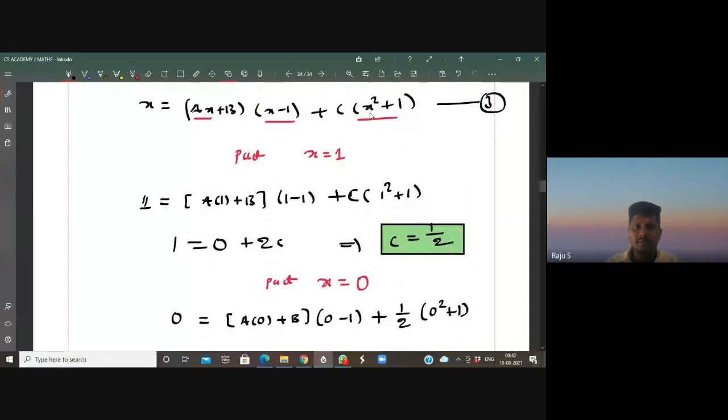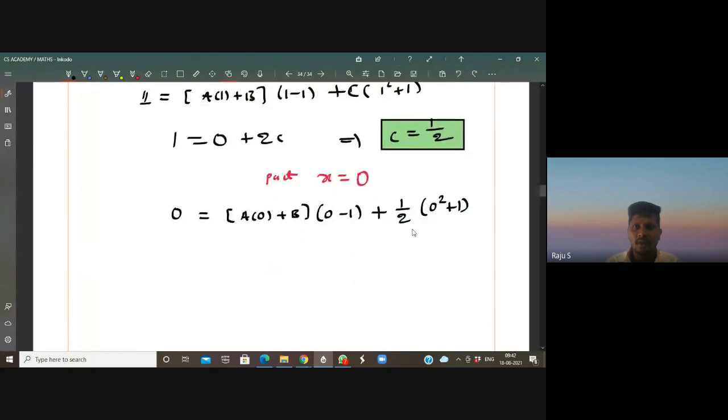So to find the b value, we can make a and c terms... a becomes 0, and c should not be 0 for any value of x because the square is there. First I found the c value, then I replaced the c value. Now here b into minus 1, 0 = -b + 1/2. So b = 1/2.